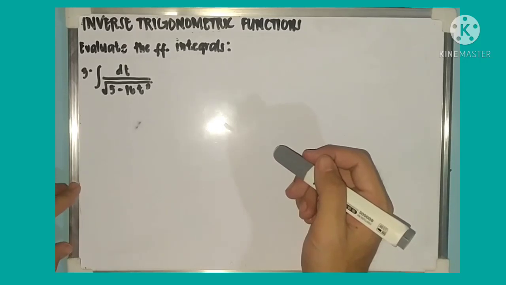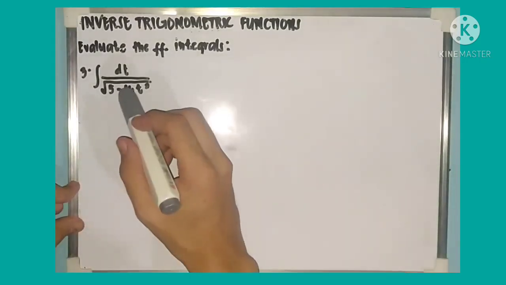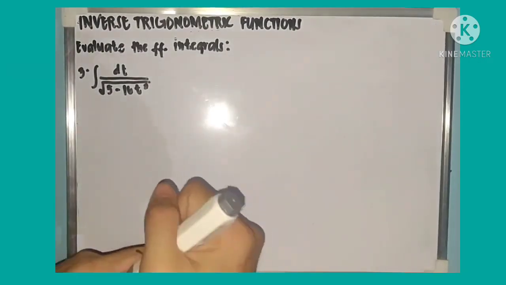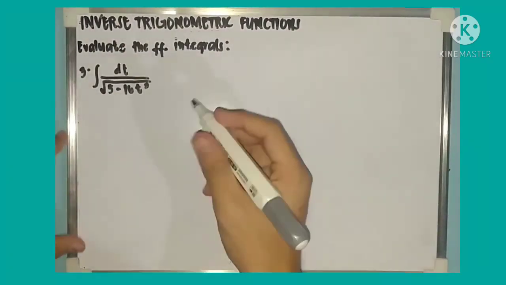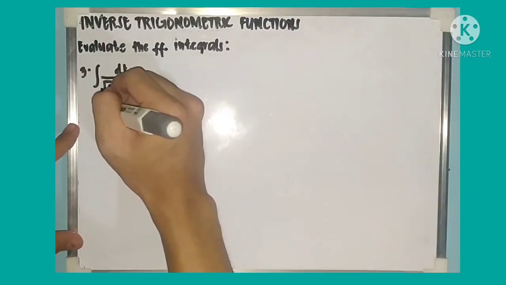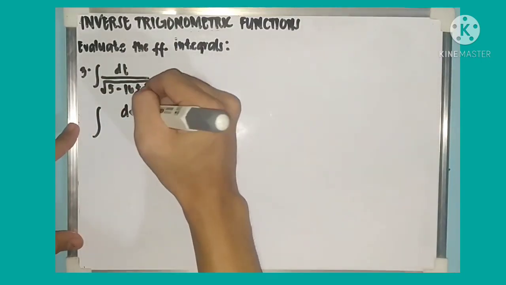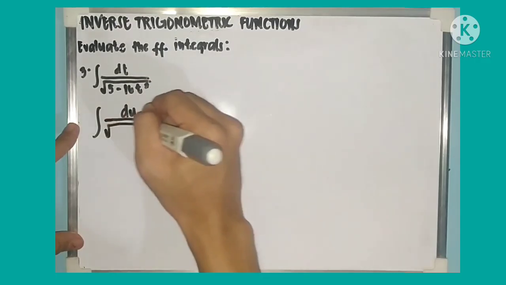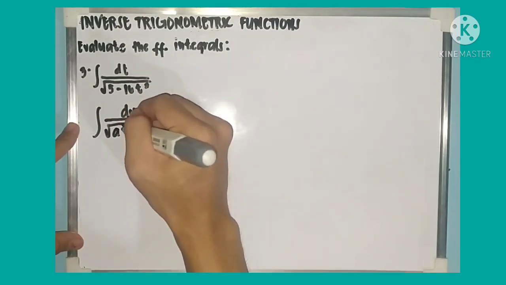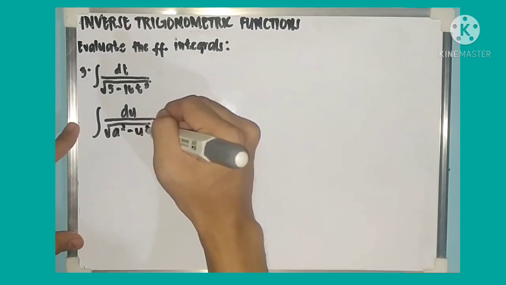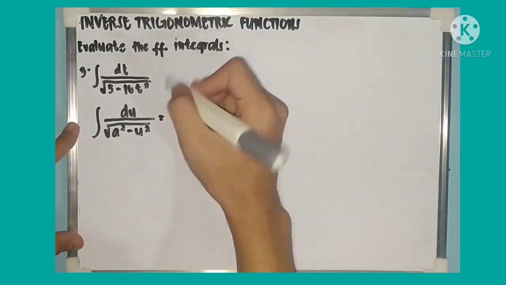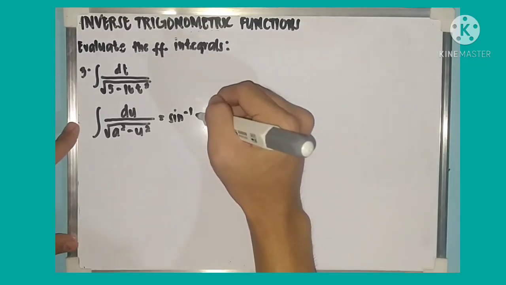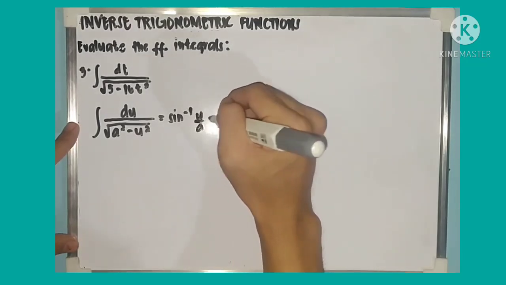So guys, let's proceed for problem number 3. The integral of dt all over the square root of 5 minus 16t squared. So in this problem, gagamit tayo ng arcsine equation which equals to du all over the square root of a squared minus u squared, which equals to arcsine times u over a plus c.